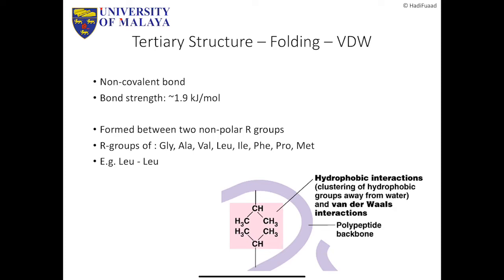Van der Waals interaction is a non-covalent bond with a bond strength of roughly 2 kilojoule per mole, formed between two or more non-polar R groups. So illustrated here is a leucine-leucine hydrophobic interaction, or van der Waals interaction, between one leucine over here and then another leucine over here.